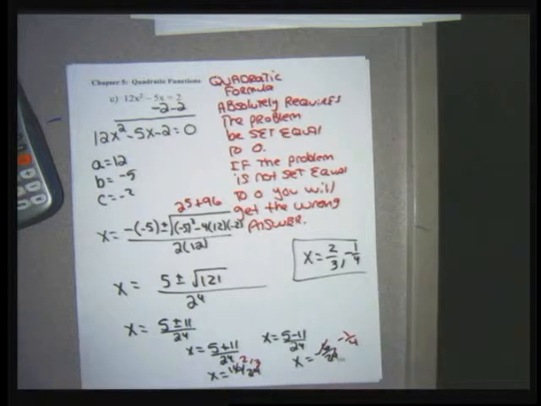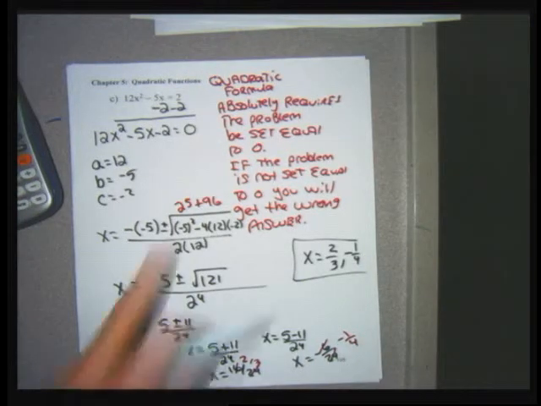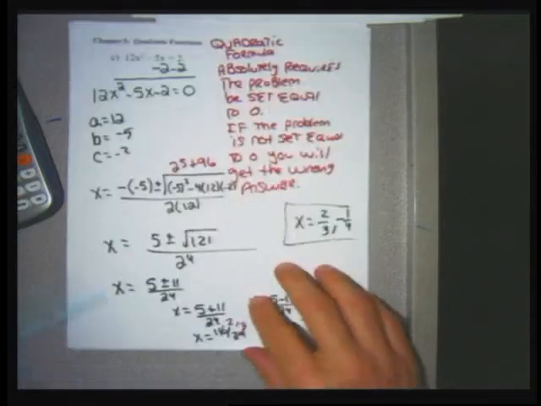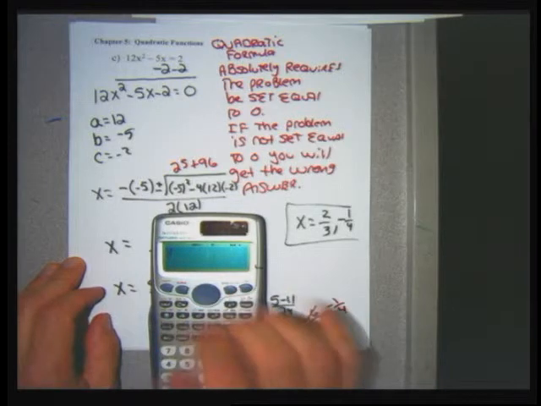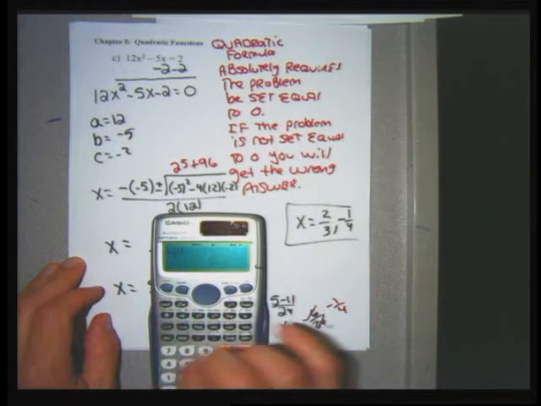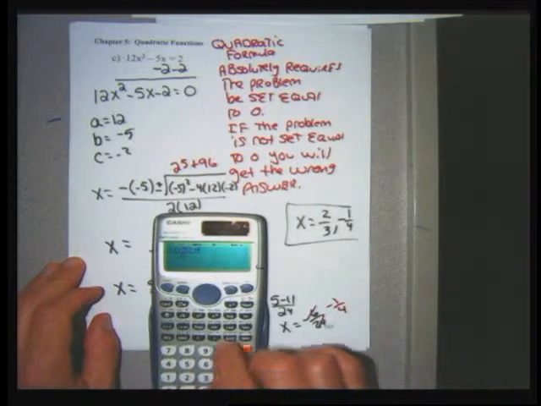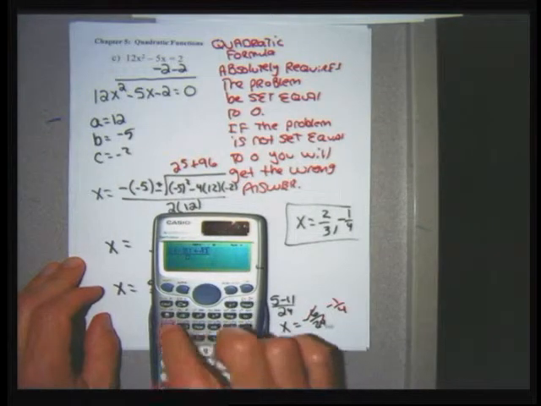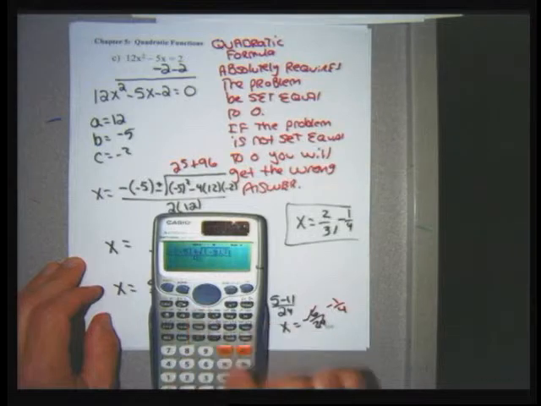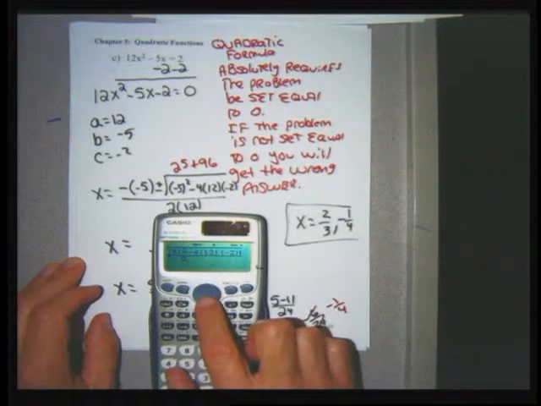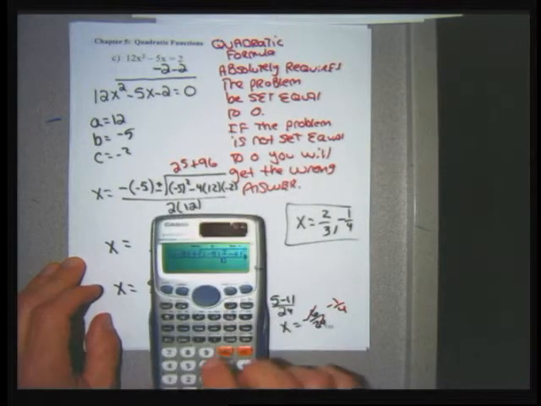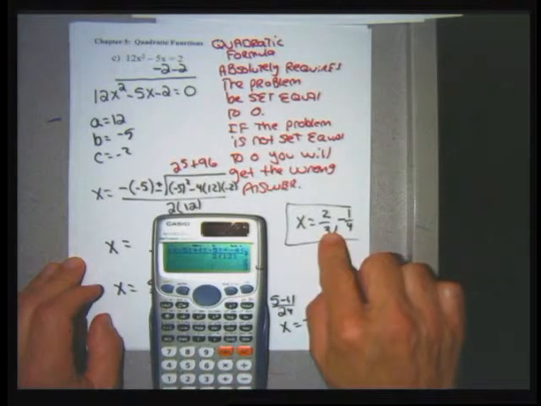Probably way better to do this with the calculator, so now I'm going to do that. I'm going to enter that just like that, the best I can. So I'm going to go fraction, negative parentheses negative 5 parentheses plus square root parentheses negative 5 squared minus 4 parentheses 12, parentheses negative 2, all over 2 times 12. That gives me the 2/3 that I got by hand.